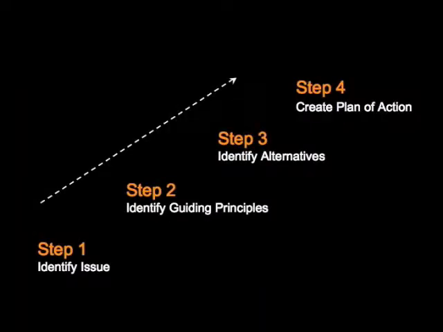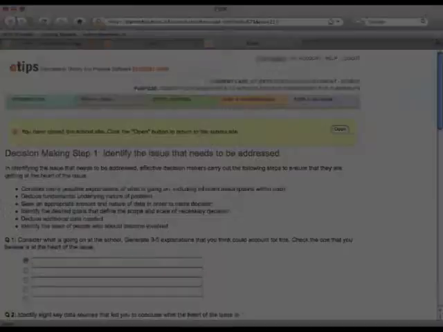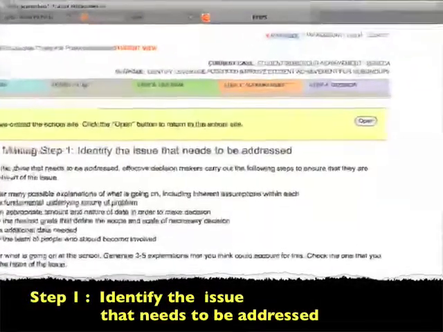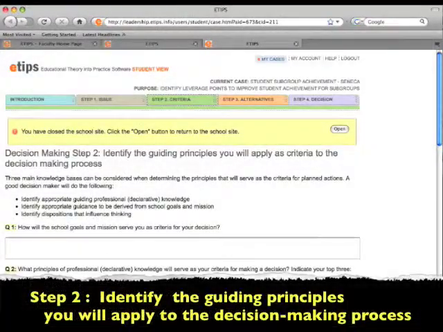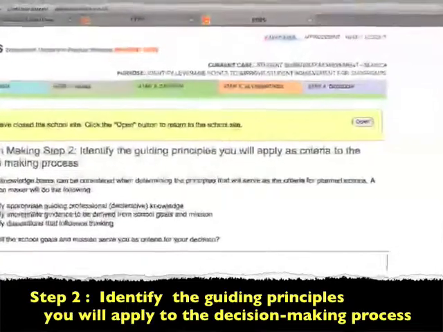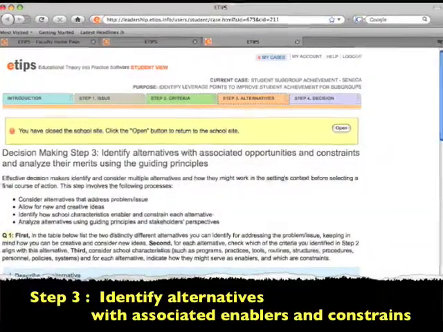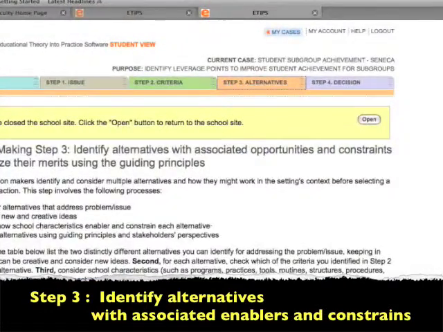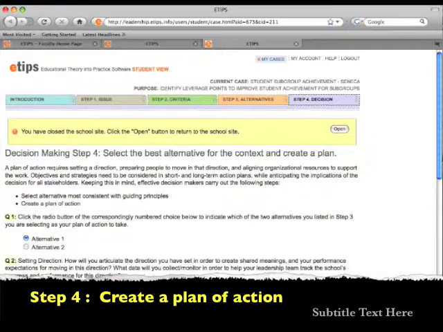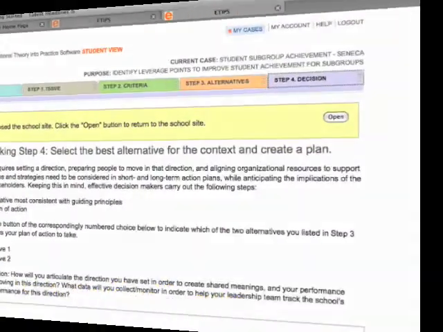There are 4 key steps to each ETPIS case. Step 1 is to identify the issue that needs to be addressed. Step 2 is to identify the guiding principles you will apply to the decision-making process. Step 3 is to identify alternative solutions with associated enablers and constraints. And Step 4 involves writing a plan of action.